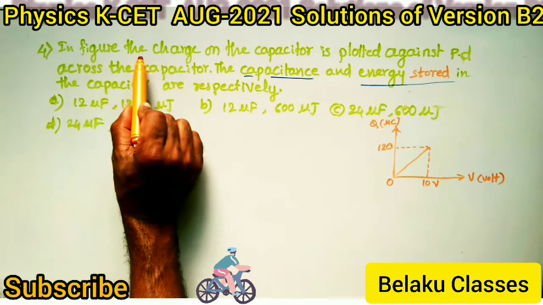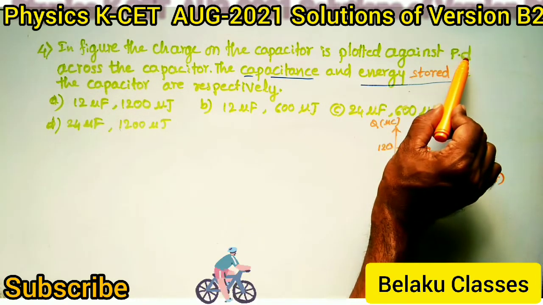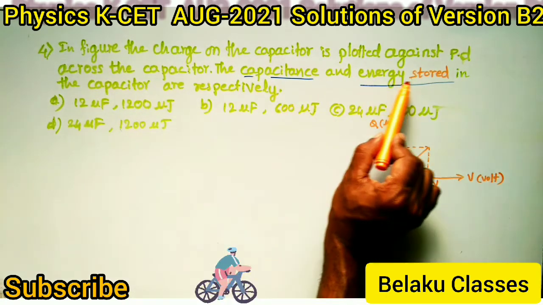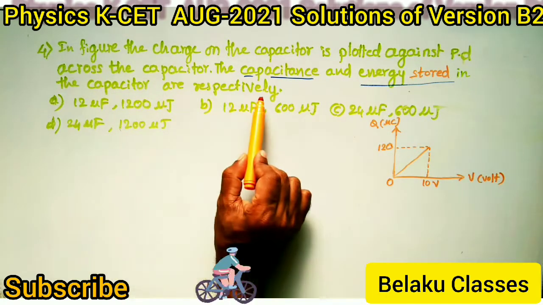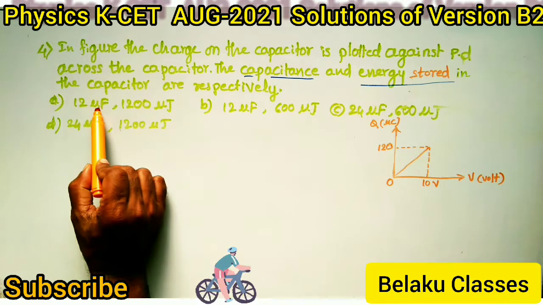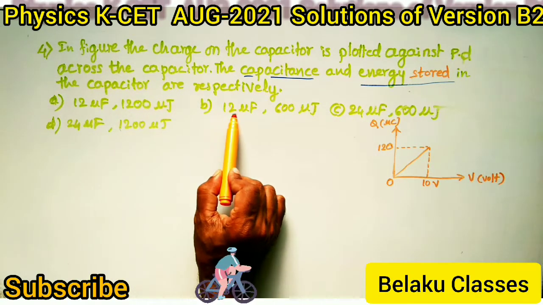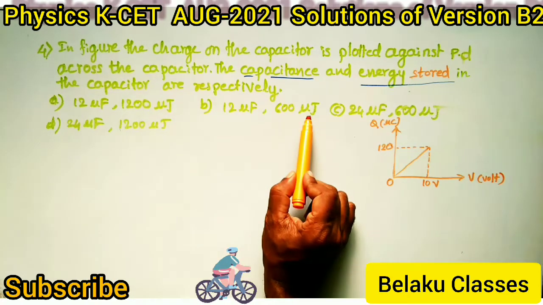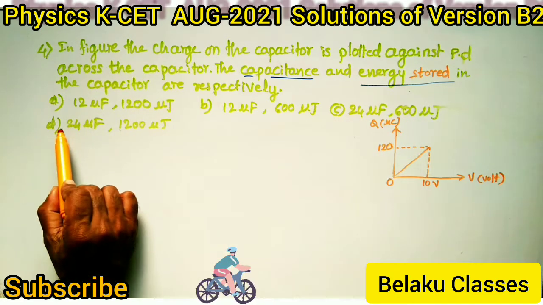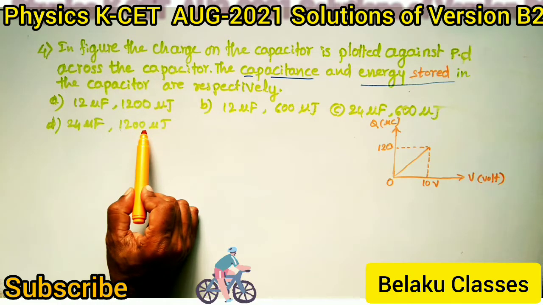In the figure, the charge on the capacitor is plotted against potential difference across the capacitor. The capacitance and the energy stored in the capacitor are respectively. Four options are given here. First option is 12 microfarad, 1200 microjoules. Second option is 12 microfarad and 600 microjoules. Third option 24 microfarad and 600 microjoules. And the last option is 24 microfarad and 1200 microjoules of energy.